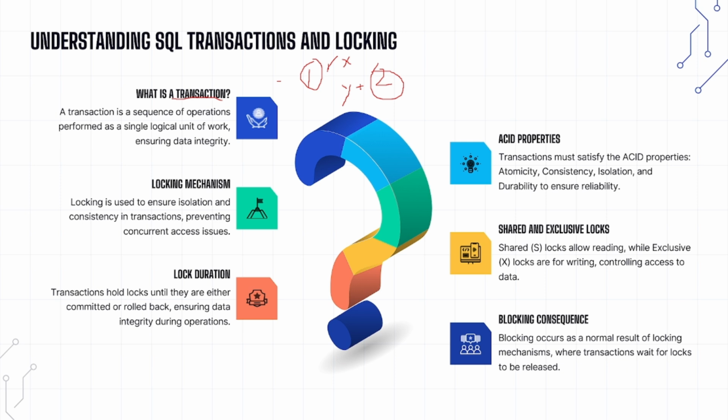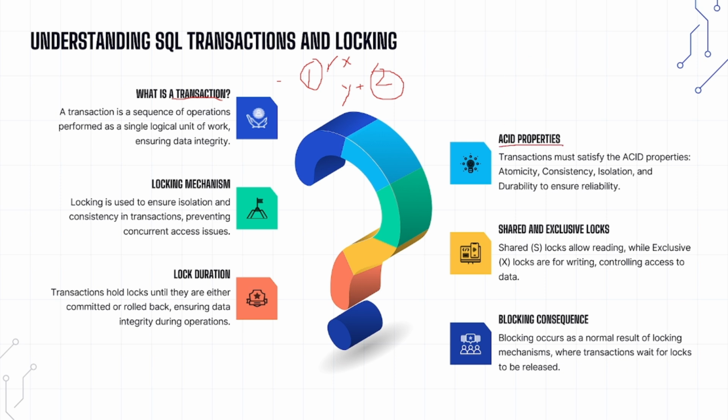So a transaction ensures that either both of these operations are completed successfully or neither of them is. If something goes wrong in the middle, the entire transaction is rolled back, meaning the database is returned to its original state. This is crucial for maintaining data integrity. If this concept is new to you, rewatch this session and ask questions below.